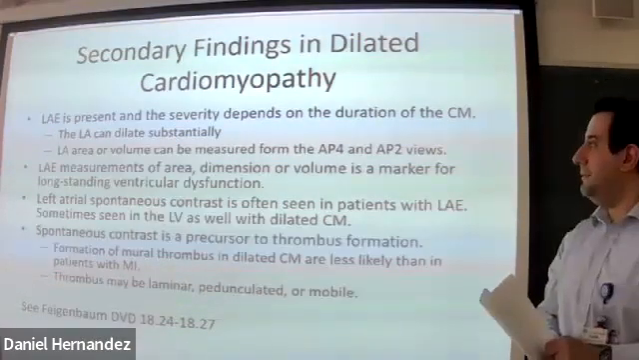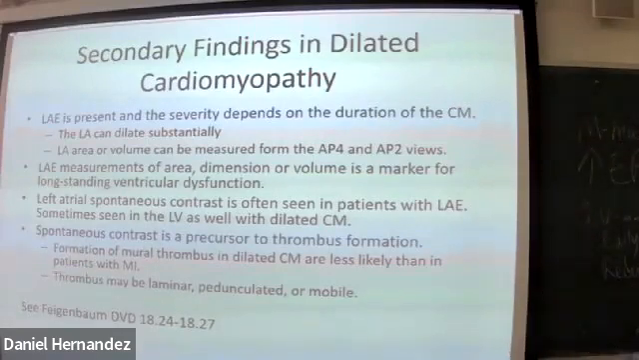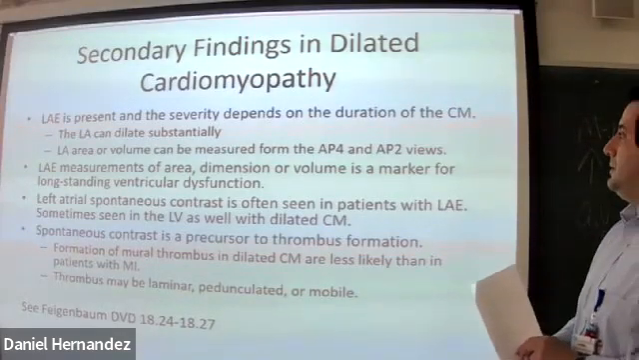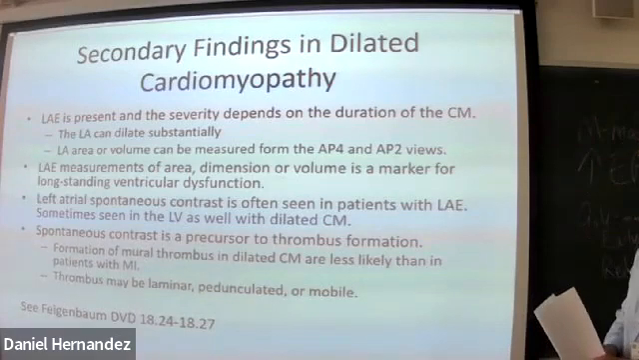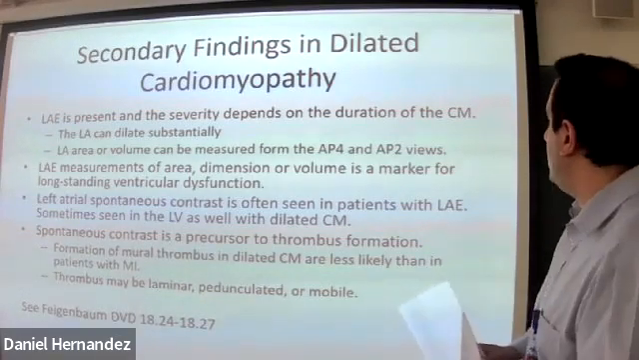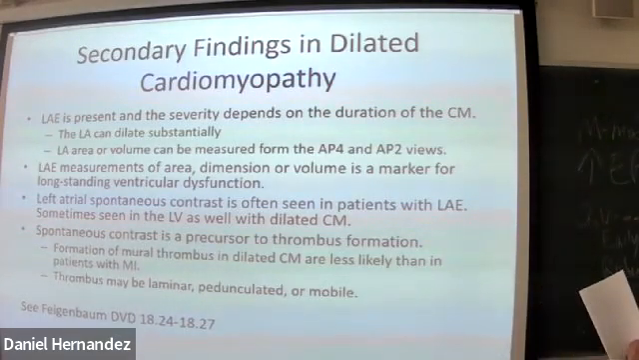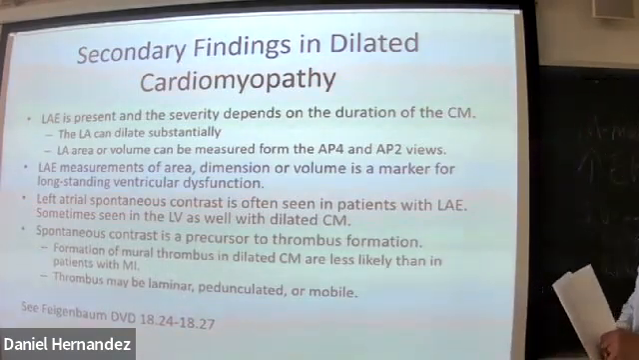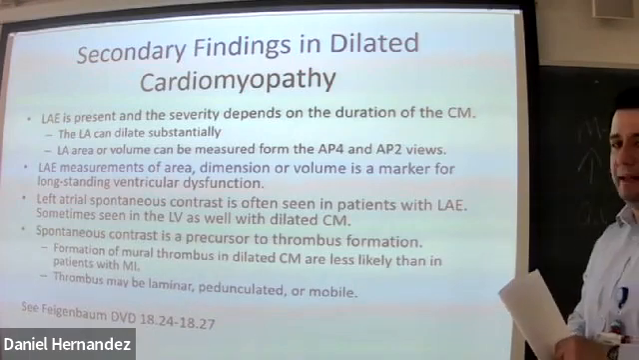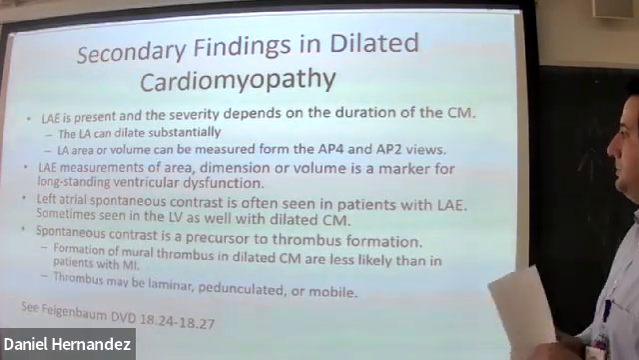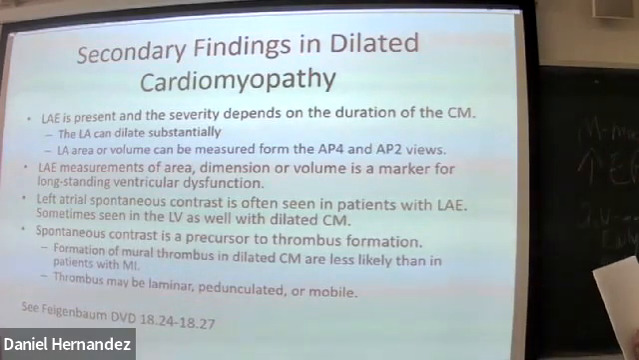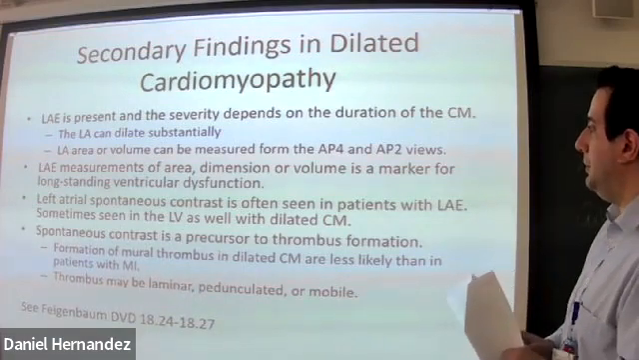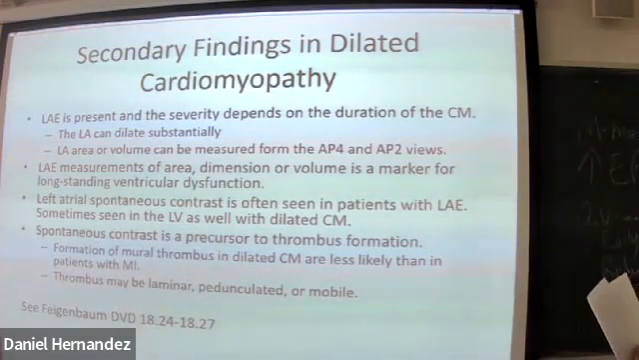So when we're talking about left atrial dilatation, if it's present, the severity depends on the duration, how long that patient has had this particular cardiomyopathy. The left atria can dilate quite substantially, so it can get very large. You may even encounter atria that appear larger than the ventricles themselves. This is particularly true when we get into our restrictive cardiomyopathy. So these atria can really, really stretch.